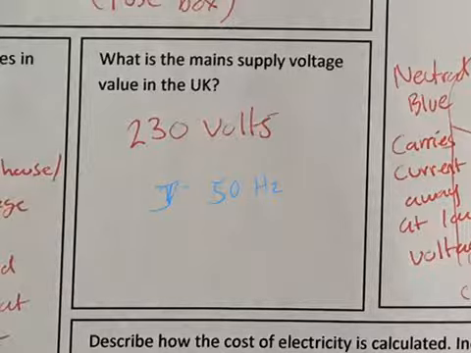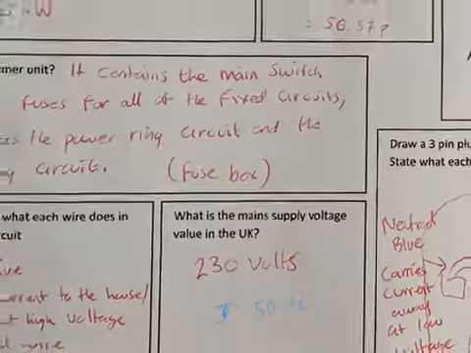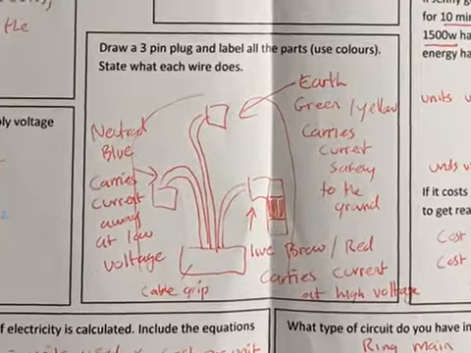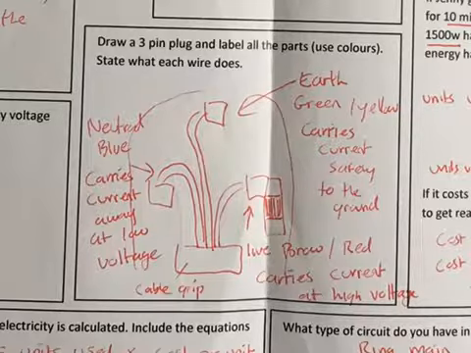So remember we talked about the lights flashing 50 times a second. So hertz is going to be related to AC current. We've done this one. Well, let's go on to this 3-pin plug because we just kind of did this. Again, it's the same sort of thing.